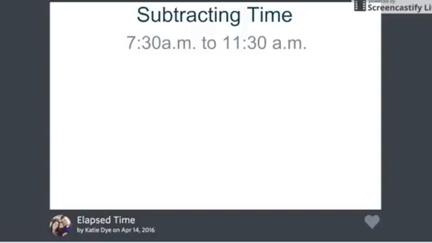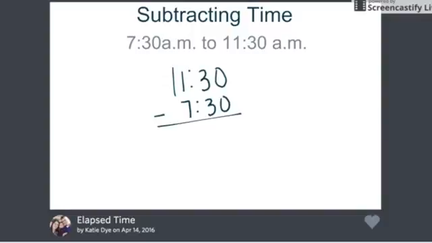Let's look at the time 7:30 a.m. to 11:30 a.m. We'll begin by subtracting 11:30 minus 7:30, making sure that we line up the minutes and the hours. We'll say 0 minus 0 is 0. 3 minus 3 is 0. That gives us our minutes.